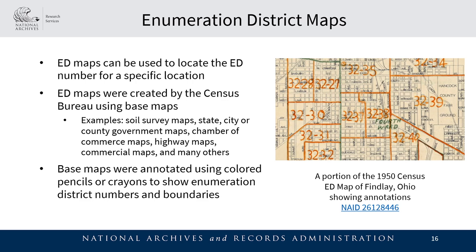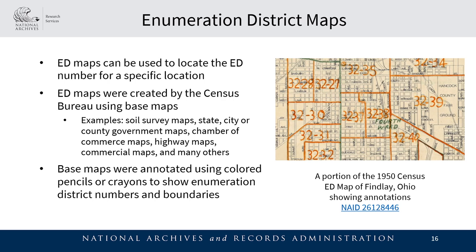How does someone go about locating the enumeration district for a specific location? One way is to use census enumeration district maps. ED maps were maps created to visually show the boundaries of an enumeration district. The maps were then used by enumerators on the ground during their work. The Census Bureau created these maps using base maps, or maps that already existed. These included a variety of map types, such as soil survey maps, city, state, or county government maps, Chamber of Commerce or other local maps, general highway maps, commercially produced maps, and many others.